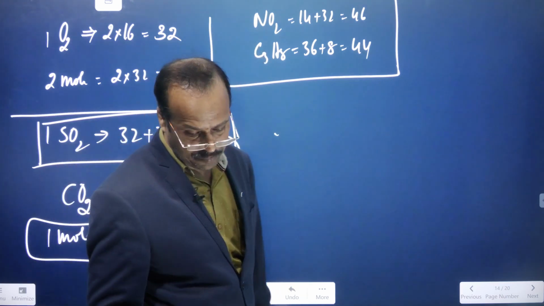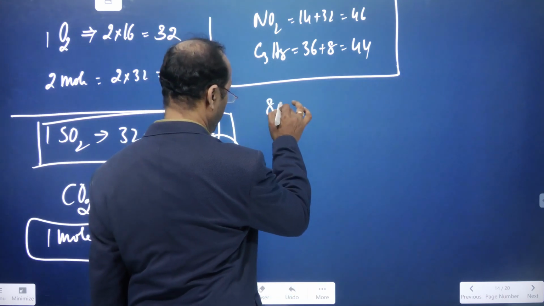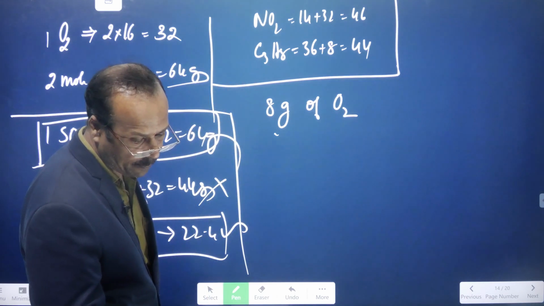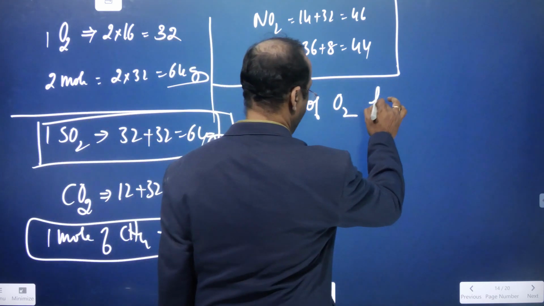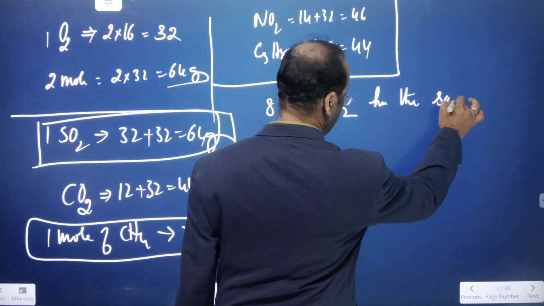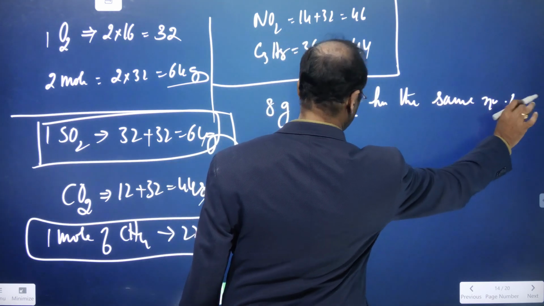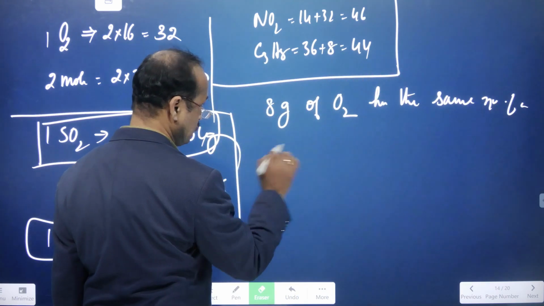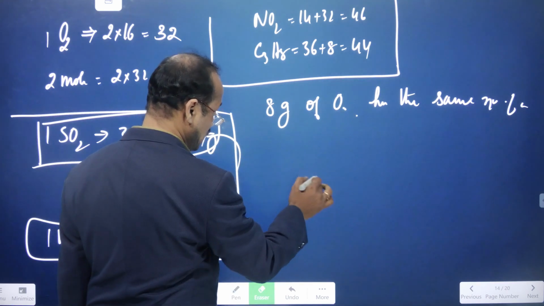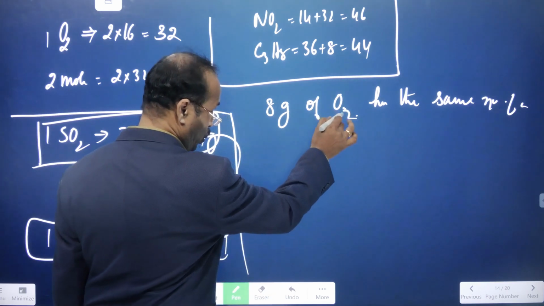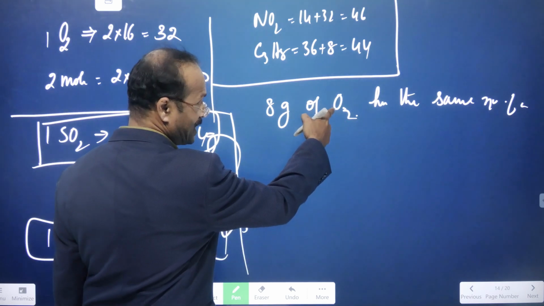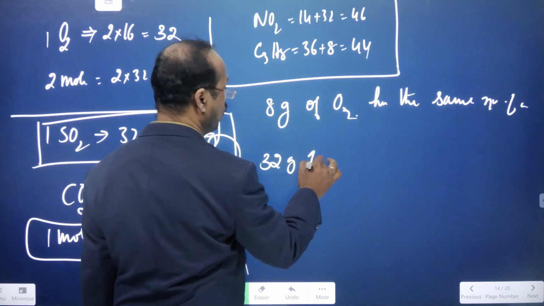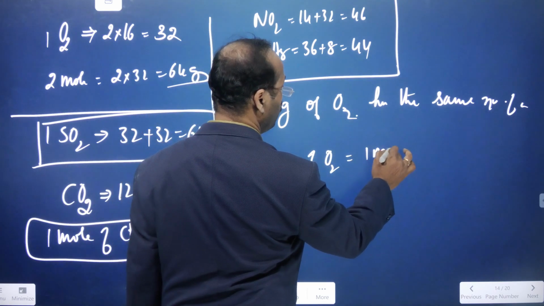So see what is given here. 8 grams of oxygen, O2, has the same number of molecules of what? So see now, here what you need to do, students: oxygen, O2. O2 means each oxygen is 16, 16 to the 32. So 32 grams of O2 is equal to 1 mole.